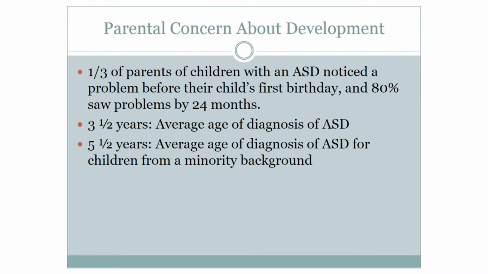About 1/3 of the parents of children with an autistic spectrum disorder recognized that there was a problem before their child's first birthday. And 80% of them saw problems by 24 months. So that's why it's so important that we do these assessments at 18 and 24 months, because these are critical years for us to really recognize who are the children that are at risk. We may not be able to make a definitive diagnosis, but we can assess whether the language is delayed. We can assess whether this child has other problems that must be intervened in. So that's what we're looking for.